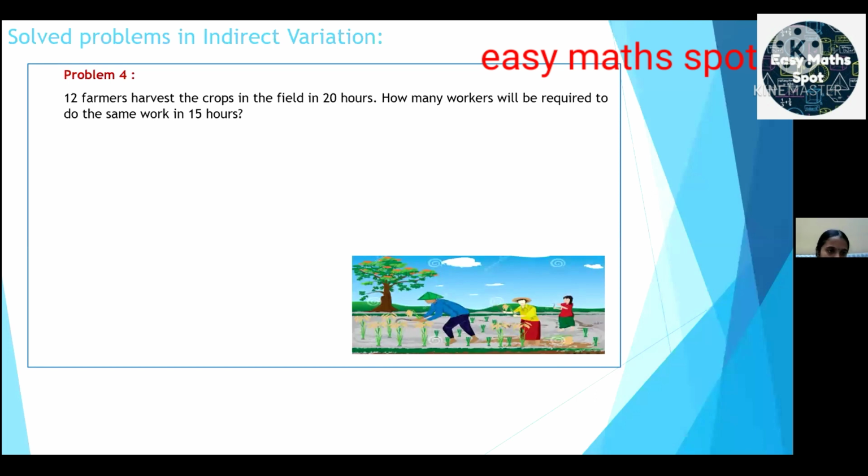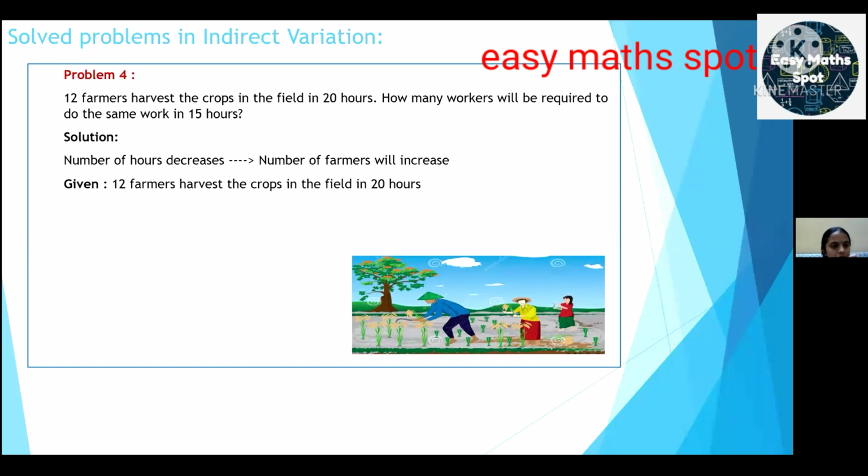Next, last example in indirect variation. 12 farmers harvest the crop in the field in 20 hours. How many workers will be required to do the same work in 15 hours? Solution, number of hours is decreased and the number of farmers will increase. Given 12 farmers harvest the crop in the field in 20 hours. Number of hours taken by one farmer to harvest the field equals number of farmers multiplied by number of hours, that equals 12 multiplied by 20.